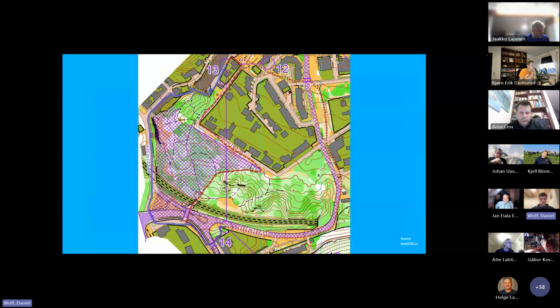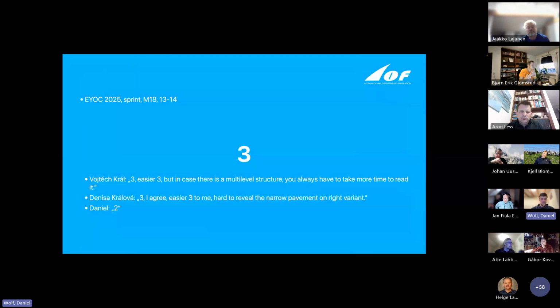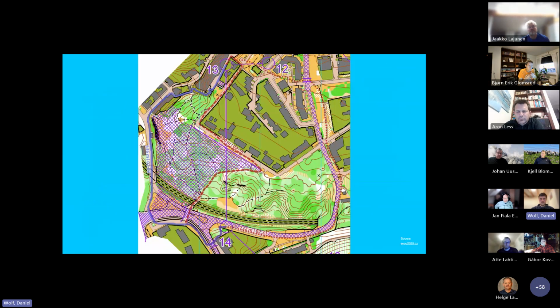And I can tell you that me personally, I evaluated this as number 2. The athletes evaluated this as number 3. It's an easier 3, but in case there is a multi-level structure, you always have to take more time to read it. That's the comment from Wojtejh. Comment from Denisa: I agree with easier 3 to me, but it was hard to reveal the narrow pavement on the right variant. It's with the red dots, which showed in the end as the fastest, if I'm not mistaken, at least in men 18.